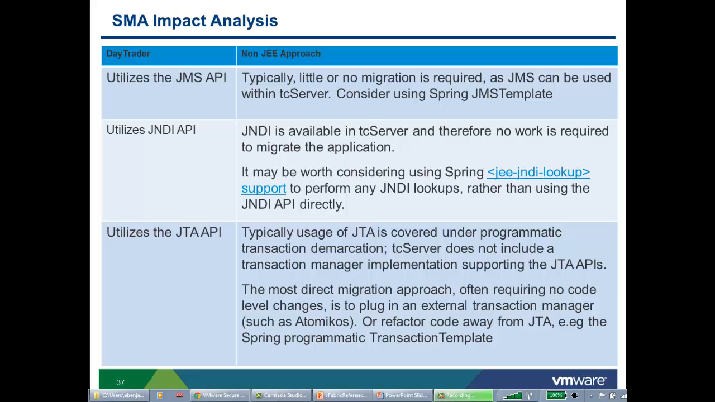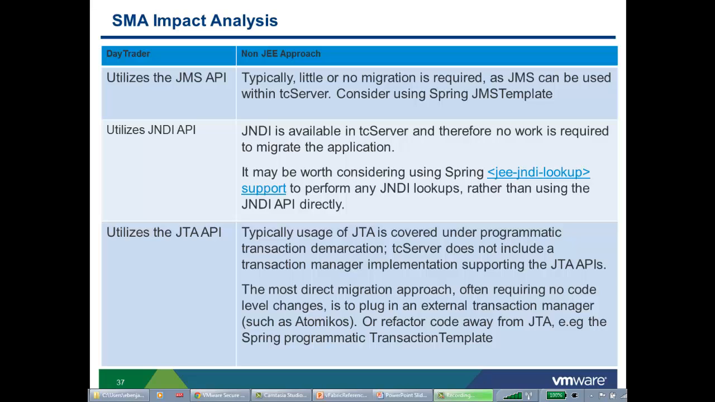Let's look at an impact analysis of DayTrader versus a non-JEE approach. DayTrader uses the JMS API. Now typically little or no migration is required, as JMS can be used within tc Server. Consider using Spring JMS template. DayTrader also uses the JNDI API. Now, JNDI is available in tc Server and therefore no work is required to migrate the application. It may be worthwhile considering using the JNDI support within Spring.